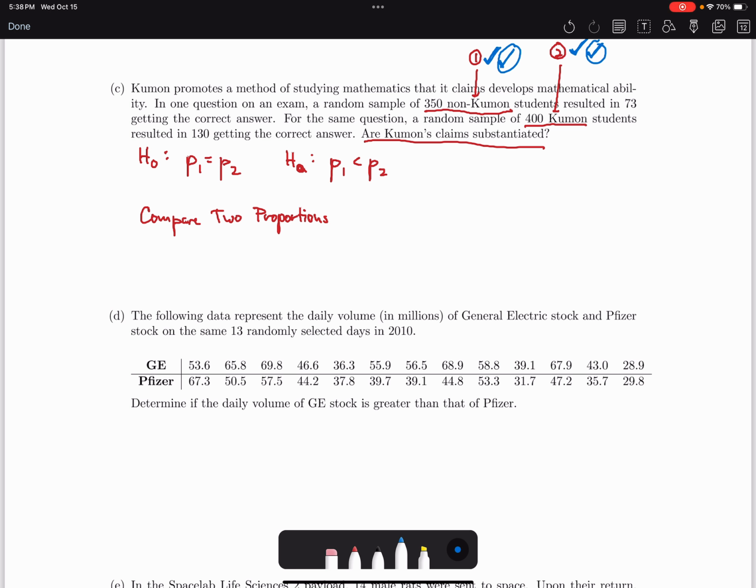We're comparing two proportions, and so that's the app that we're going to use in Art of Stat, right? Compare two proportions. Part D.